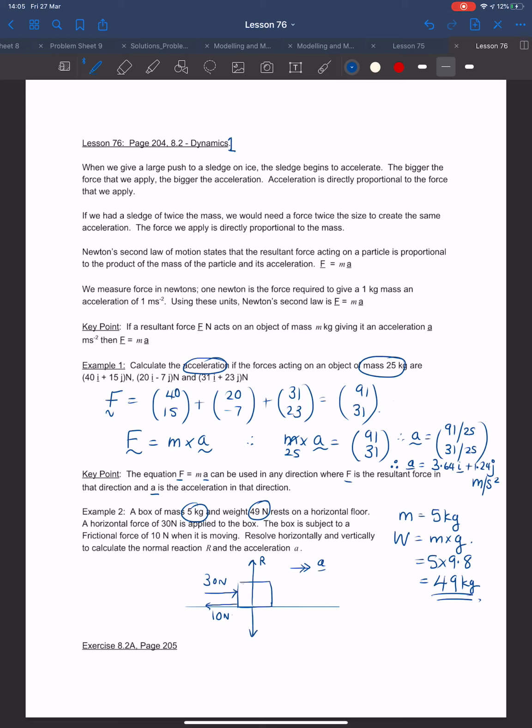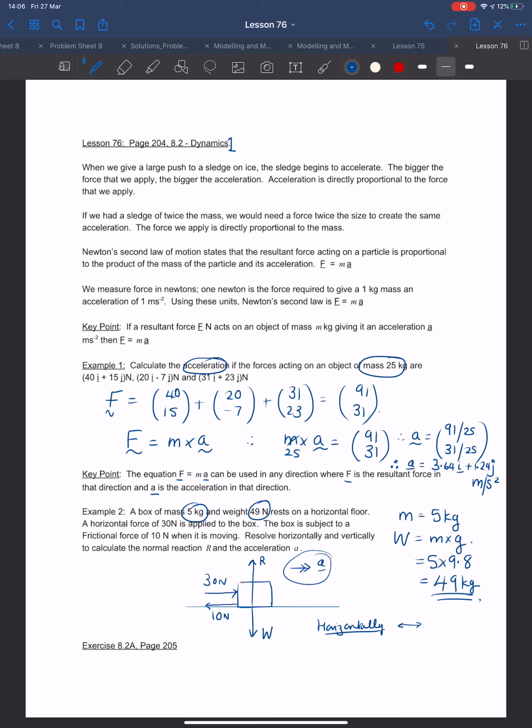Okay, and down is the W. So what we've got there, it says resolve horizontally and vertically. I'm going to start by resolving horizontally, which is that way. Because there's an acceleration, in the previous lesson the acceleration was always 0.